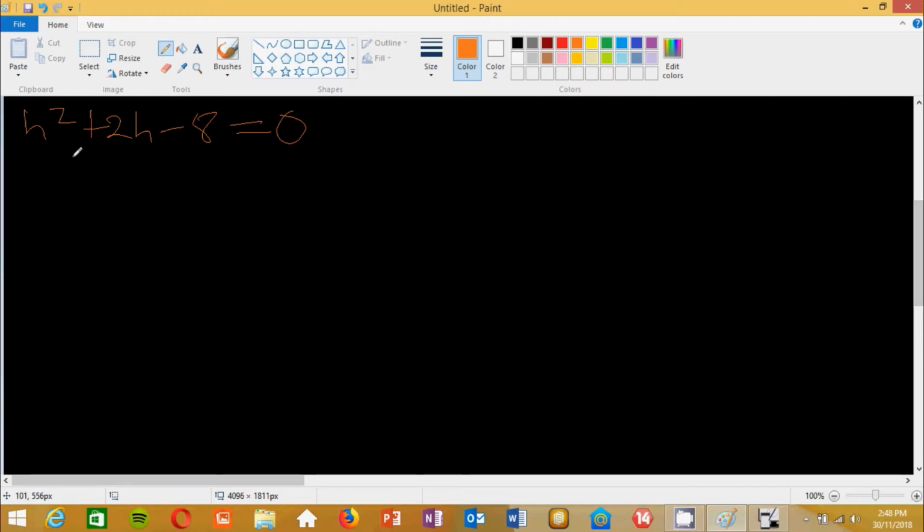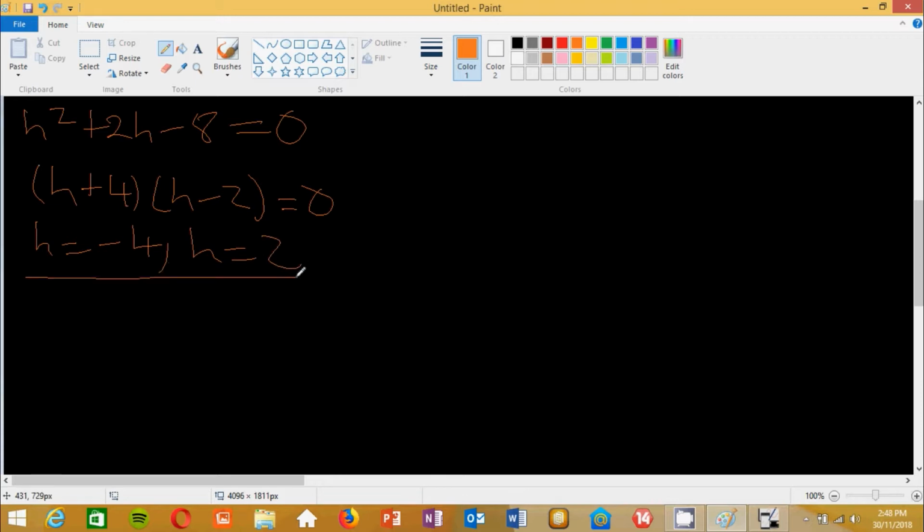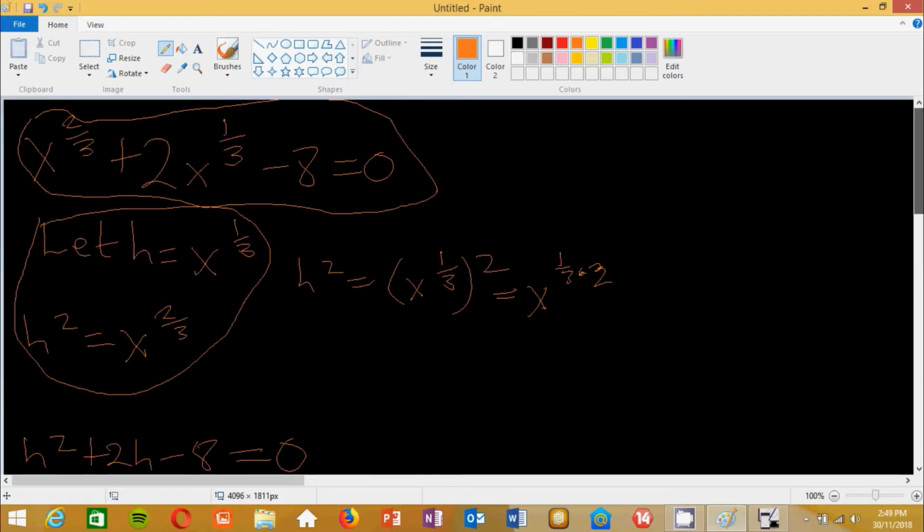Pause the video, try it on your own. You can complete the square, you can factorize, you can use the formula. I'm going to factorize because the product is -8 and the sum is 2. That's going to give me 4 and -2. So (h plus 4)(h minus 2) is equal to 0. So h is equal to -4 and h is equal to 2. These are my two solutions.